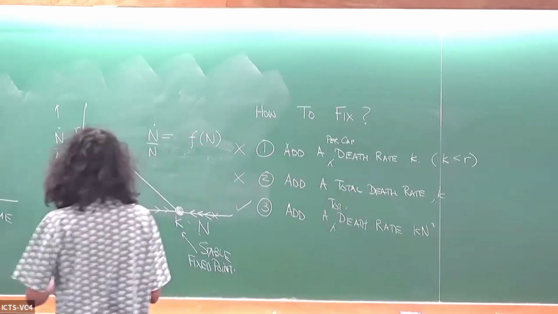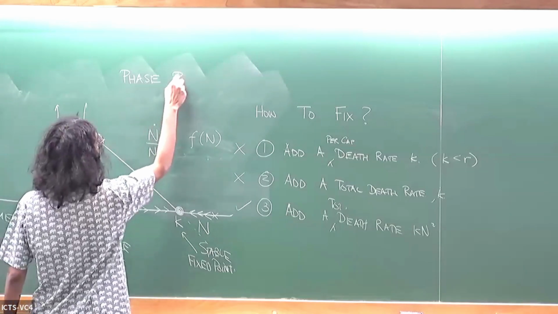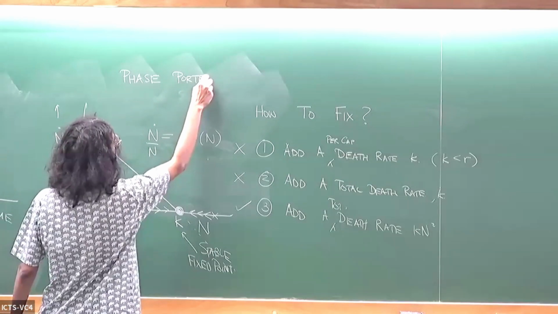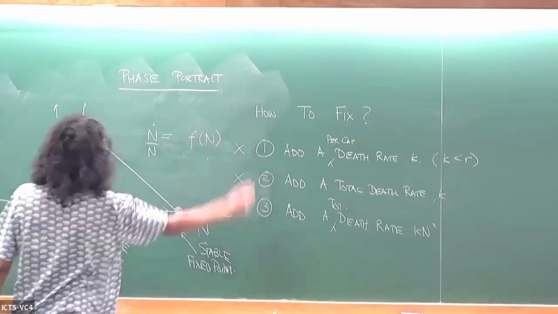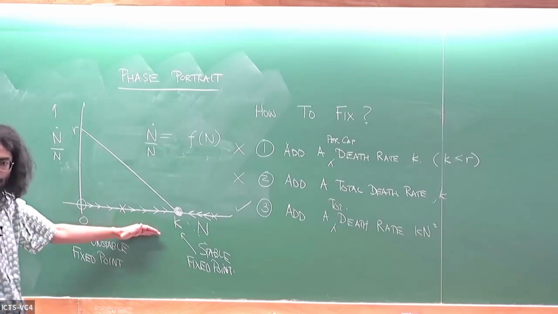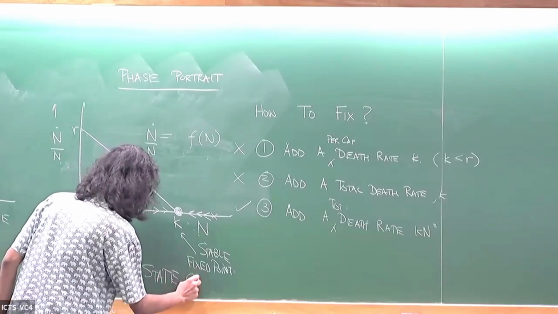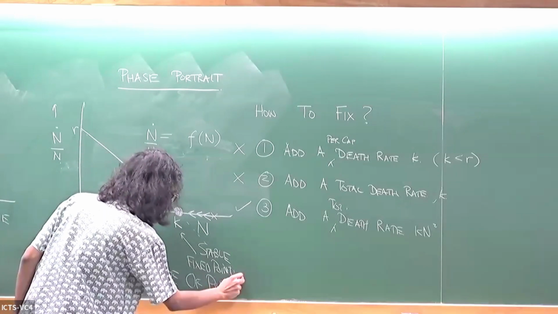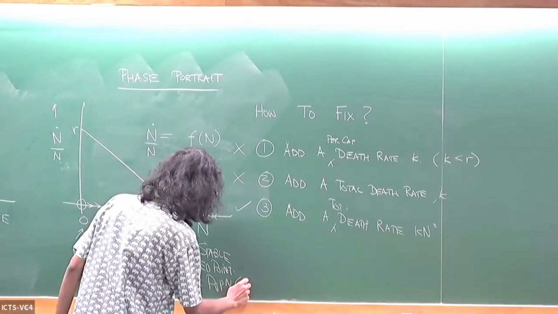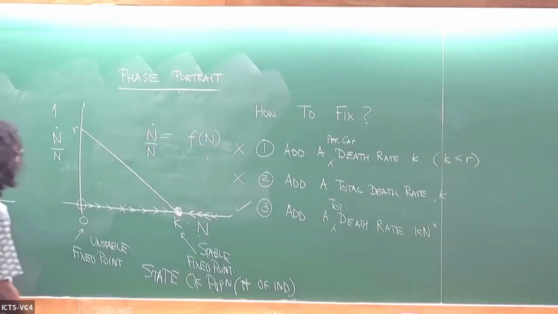Okay, so this kind of thing has a name. It's called a phase portrait. By phase portrait, I really mean something that tells us about the growth rate of the population as a function of the state of the population. So this over here is the state of the population, and we're characterizing the state just by knowing the number of individuals, the population size. And on the y-axis is what? The per capita growth rate.